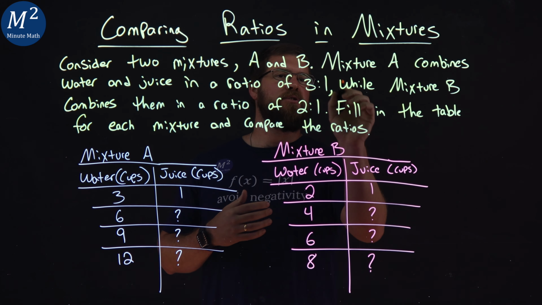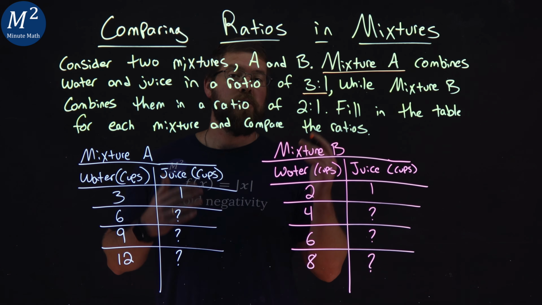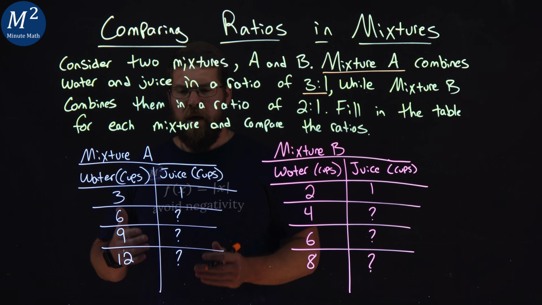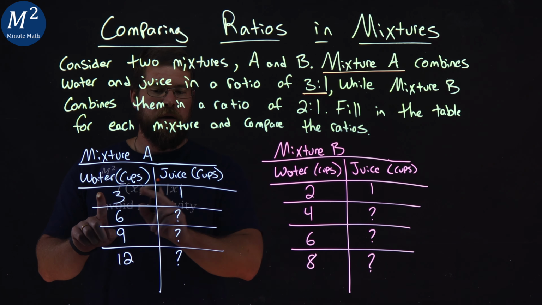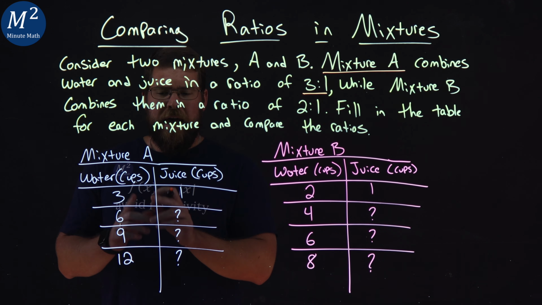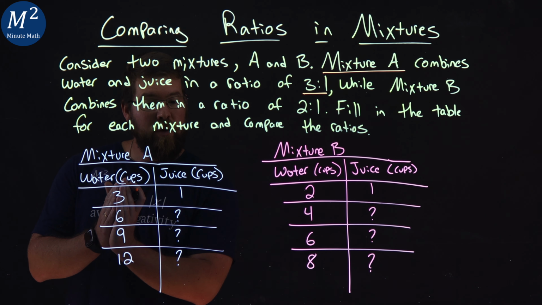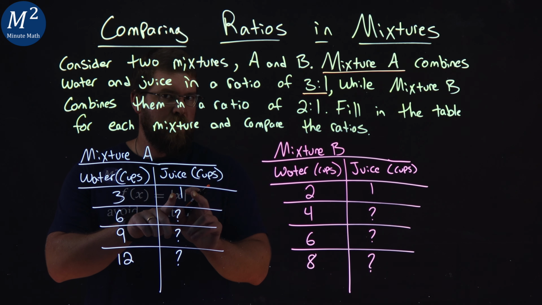So let's start with mixture A. They tell us that it has a ratio of 3:1. And we have our table here. We have 3 cups of water to 1 cup of juice. All right. And essentially, we can think about we're taking our cups of water, dividing it by 3 to get how many cups of juice we need.